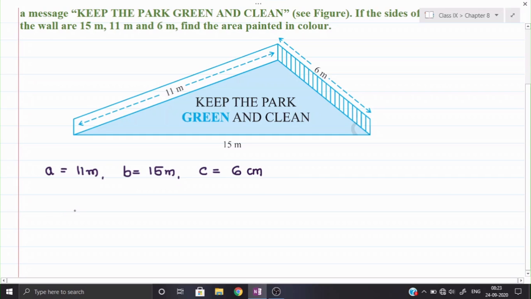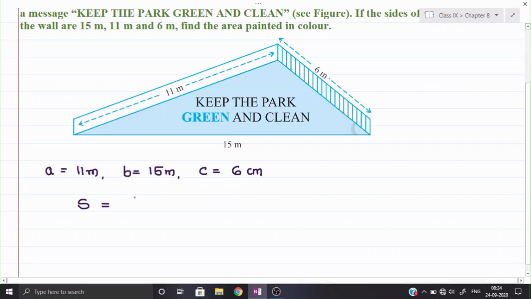Now here, first I will find the semi perimeter. Perimeter, you know it. Perimeter means what? The length of all sides of a figure, or we can say the length of the boundary. For example, if we have a square, you add all four sides; a rectangle, if you add all four sides; or if you have a triangle, you add all three sides. That is called the perimeter. Here we are finding the semi perimeter, meaning we are finding half of the perimeter.